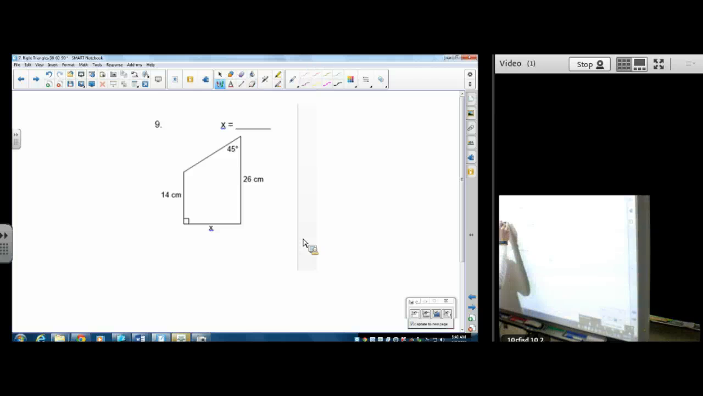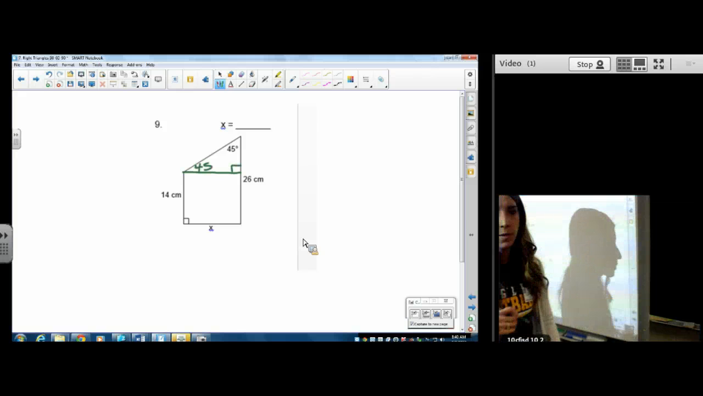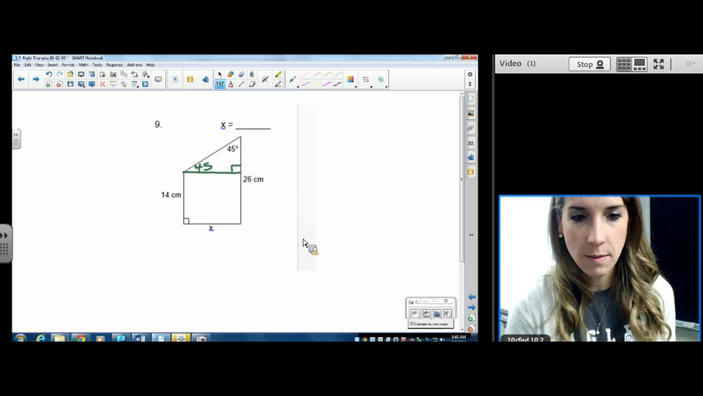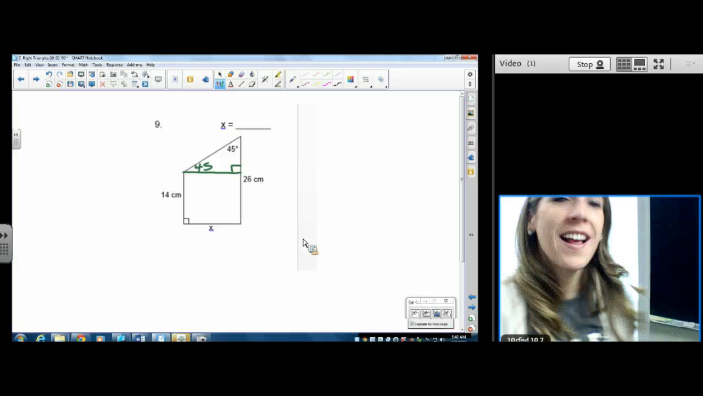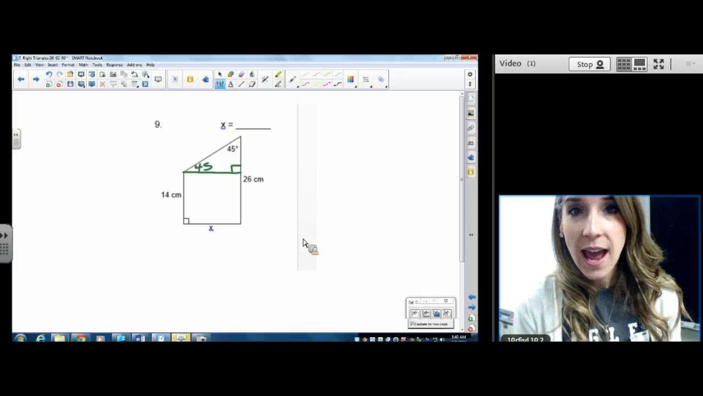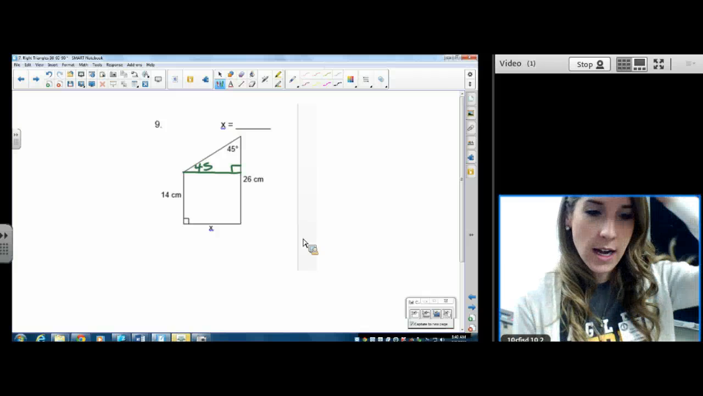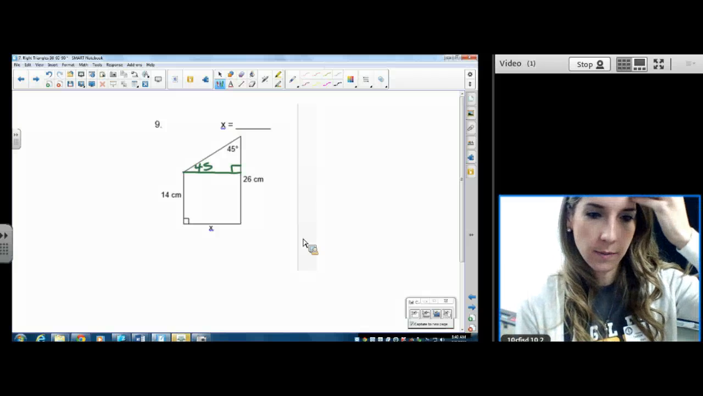We do need to create a right triangle, but that's not the right triangle we want to create. This is the right triangle we want to create. Are you all noting what segment I added to my picture? I drew an altitude. Turn your head sideways. I drew an altitude. And I created a 45, 45, 90 triangle, which was very important.